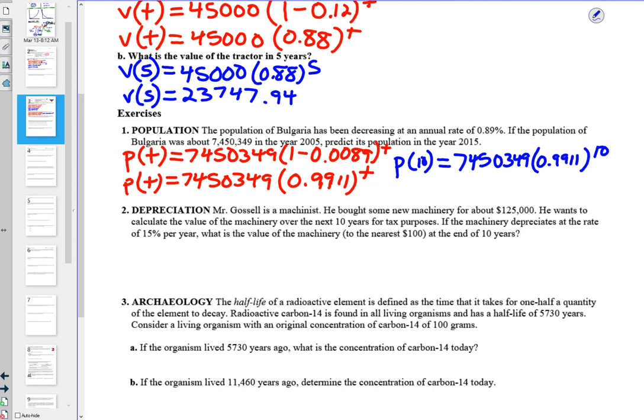Caleb, would you ever want to live in Bulgaria? What other country would you want to live in if you could? It's really expensive there.